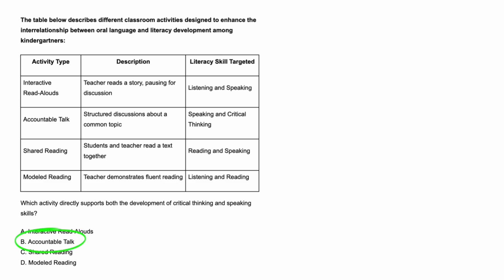The correct answer? B. Accountable talk involves structured discussions requiring students to think critically and articulate their thoughts clearly, directly targeting and enhancing critical thinking and speaking skills.